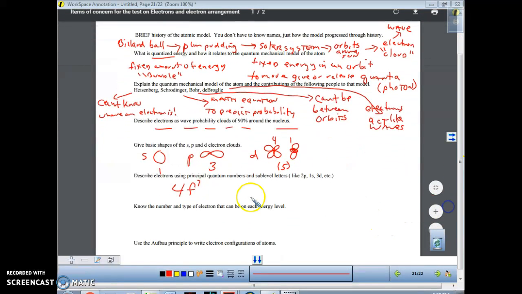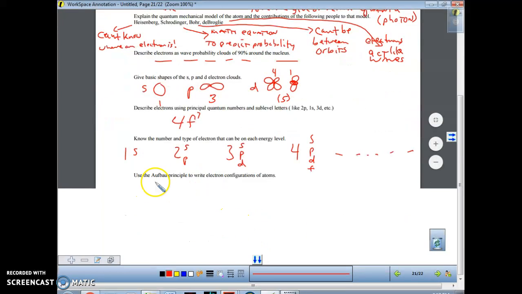All right, number and type of electron that can be on each energy level. What kind of electrons can be on level 1? S. Level 2, S and P. Level 3, S, P, and D. Level 4, S, P, D, and F, and then we can go on and on. Any questions so far? I'm not trying to speed us up, I'm just trying to keep us moving. Aufbau principle to write electron configurations. What's the Aufbau principle?